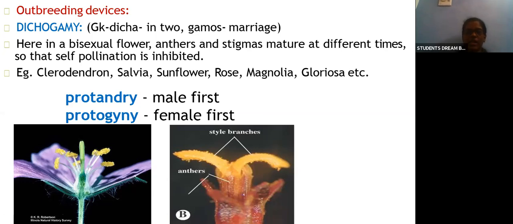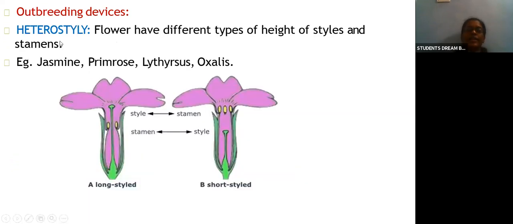Examples are sunflower, rose, magnolia; in all these, dichogamy will occur. If the male matures first, it is protandry, and if the female matures first it is protogyny. Okay, protandry and protogyny, these are the two maturation types. Next is heterostyly.